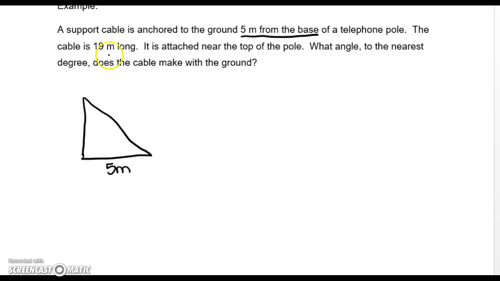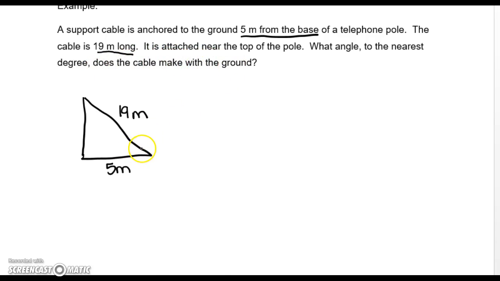Then it says the cable itself is 19 meters long. So that's this diagonal length here. So 19 meters. And then we know it's attached to the top of the pole, which is how I've drawn it. So we want to know what angle to the nearest degree does the cable make with the ground.